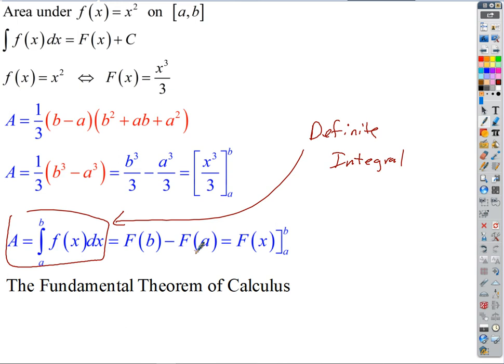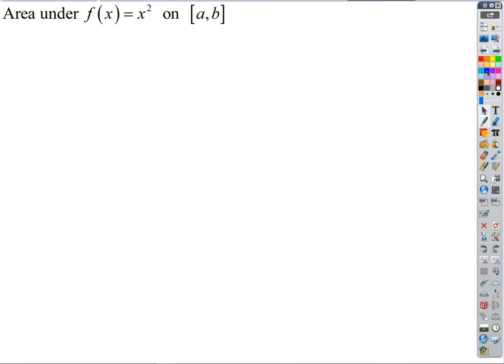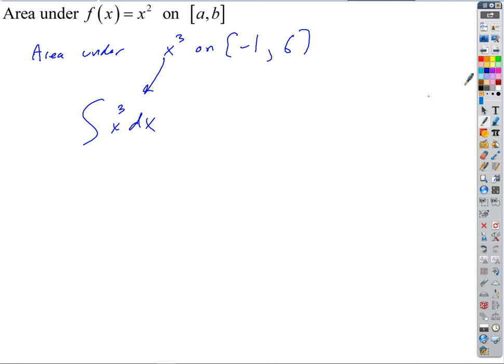That's huge. Here's a new problem that would have taken us forever. It would have taken us 2 periods to do starting yesterday, but you can do it right now. I want the area under x cubed from -1 to 6. We can do it in about 5 seconds. Maybe it's more than 5 seconds, but not much. How do I set that up? Take the integral of x cubed dx from -1 to 6.